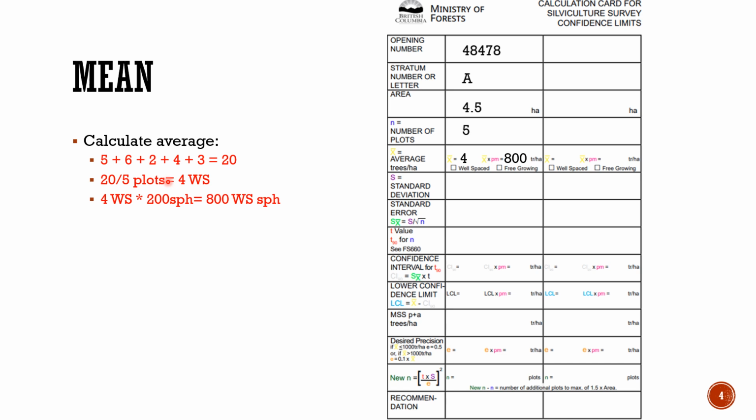Now, if you want that in stems per hectare, you then just have to multiply that by the plot multiplier. And you can see it's actually shown right here. You take the mean and you times it by the PM, plot multiplier. So our plot size was a 3.99 meter radius plot. So our multiplier is 200 stems per hectare. So we go 4 times 200 equals 800 well-spaced stems per hectare. And again, I just want to emphasize that you have to use the M values for stats, and that's why I used 6 here instead of 7.